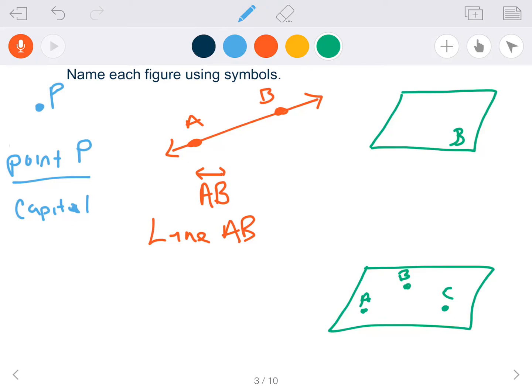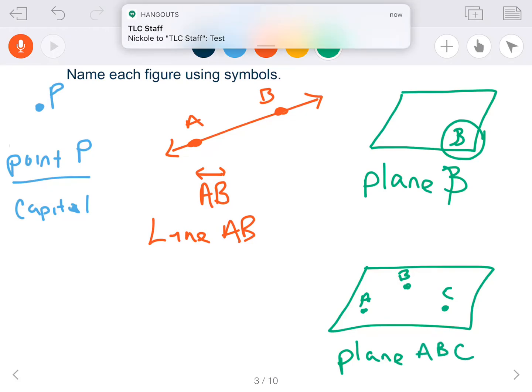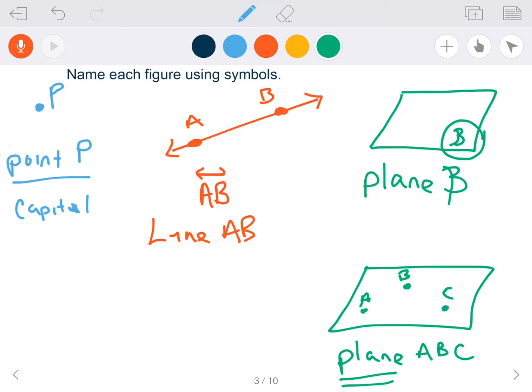We have 2 ways to label a plane. Either we will see a capital letter, maybe a subscript letter in the bottom right corner, or at minimum we need 3 points. So my top diagram I can label as plane B, and my bottom diagram would be plane ABC. It's important to write the word plane. If you just wrote the letters A, B, and C, it would not indicate a plane.